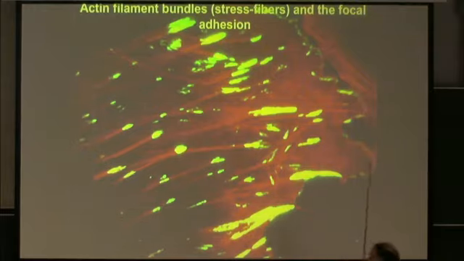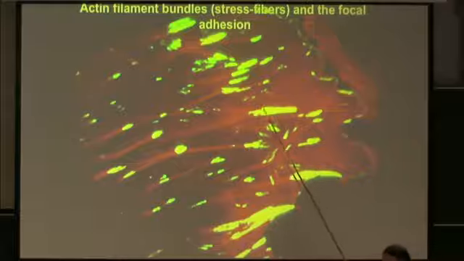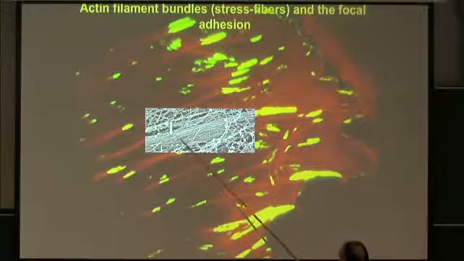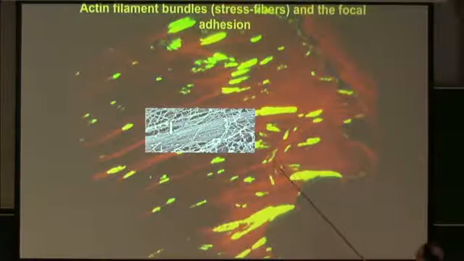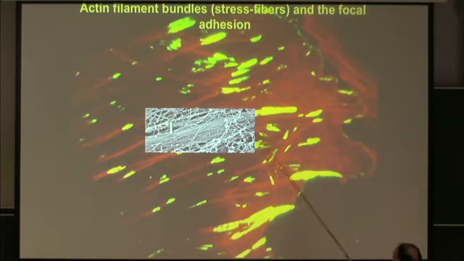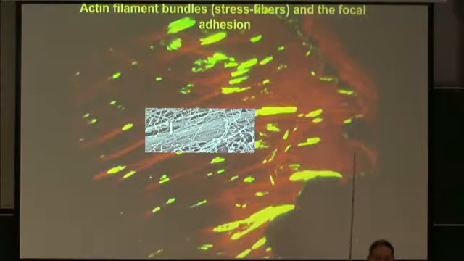Now we know that a very important feature of these actin bundles, each of which consists of 100 or if not 1,000 individual actin filaments, is their association with integrin-mediated cell adhesions with the extracellular matrix, shown here in yellow. And these adhesions are also actin-based structures which have a unique feature to sense the force that is applied to them.